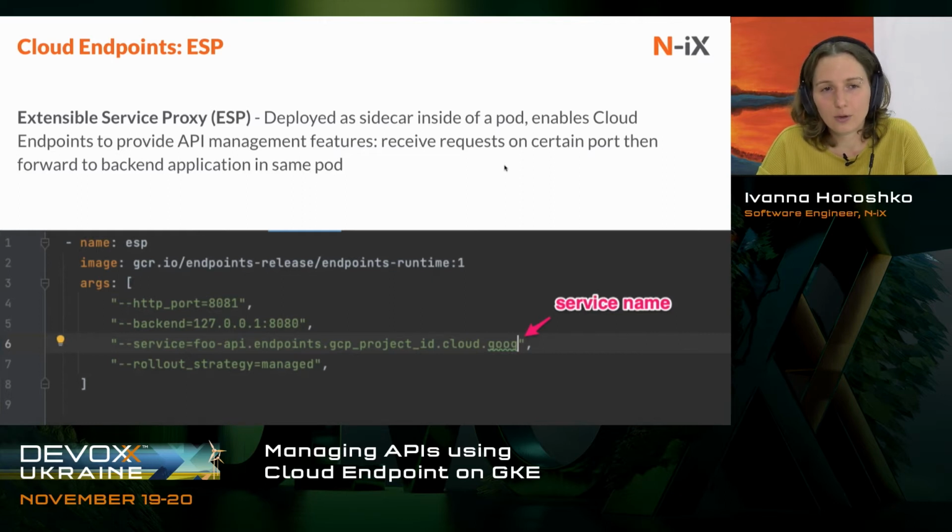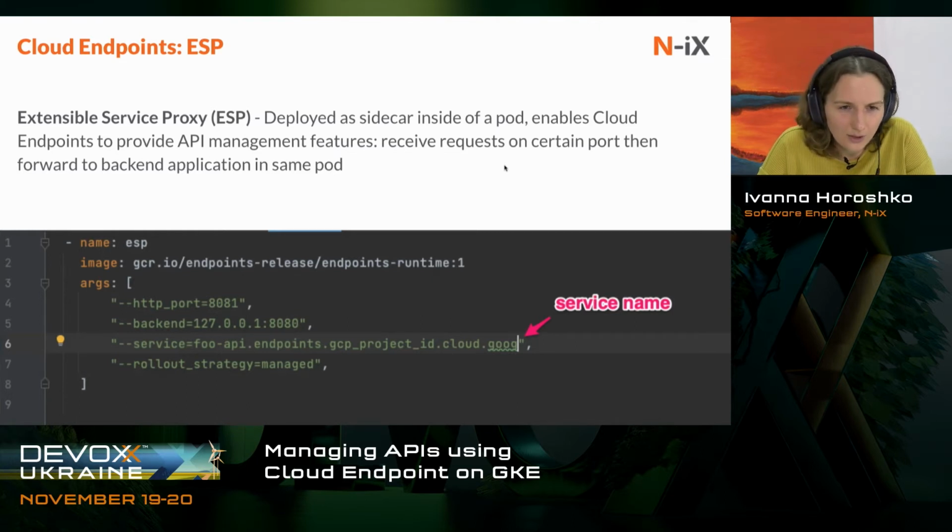And it enables cloud endpoints to provide API management features. What it does, it receives requests. So when someone is accessing your application, they really call this ESP. Then ESP does all of the magic, like verifying that the request matches the one you provided in the Open API specification. It validates any security headers if you have any. It logs all of the requests, so later on you can see those on graphs. And if everything is fine, then it forwards this request to your backend application.